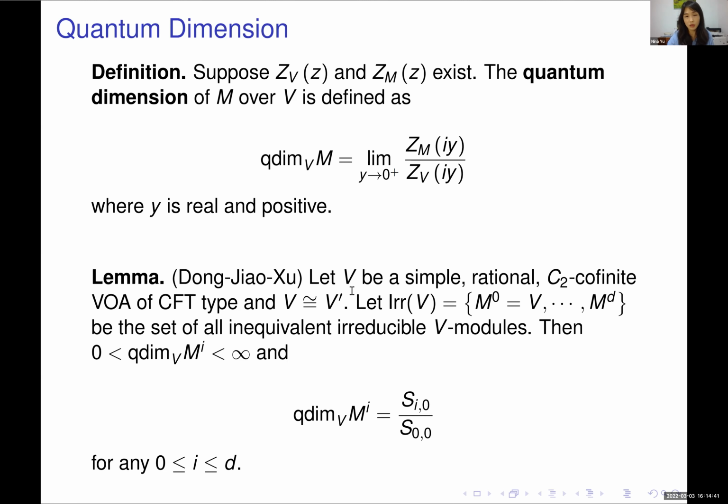So we just assume that V satisfies all the nice conditions, and the irreducible V-modules are still denoted by those ones. Then it was proved that the quantum dimension of each irreducible module is finite. In particular, you can write down the quantum dimension in terms of the S matrix here. We will use the quantum dimensions in terms of the S matrix, those numbers here. This is about quantum dimension.